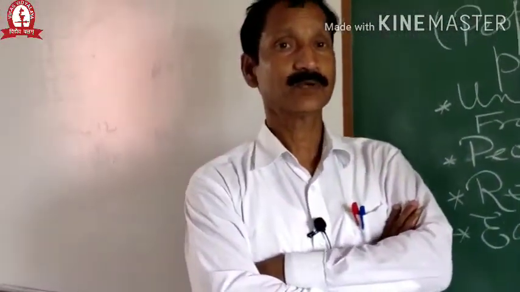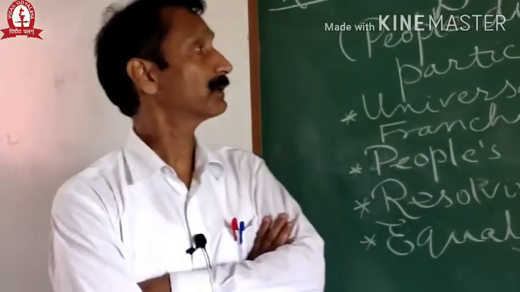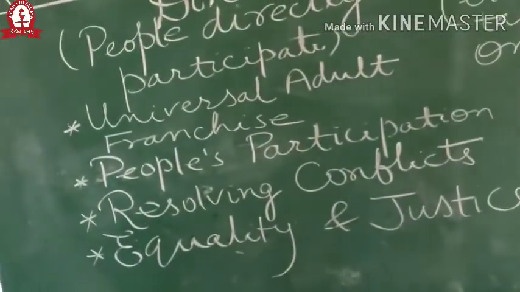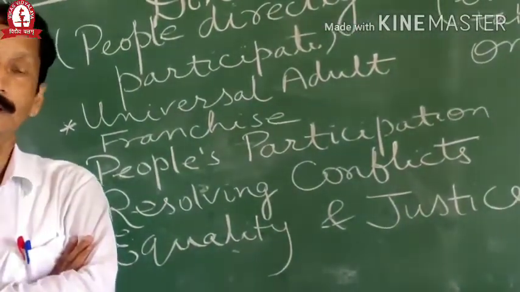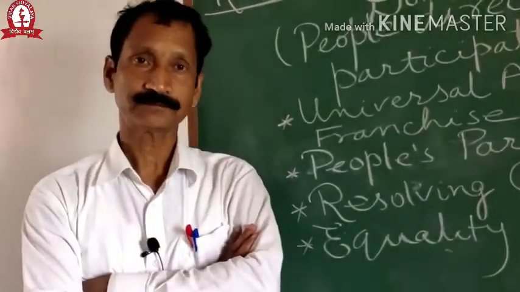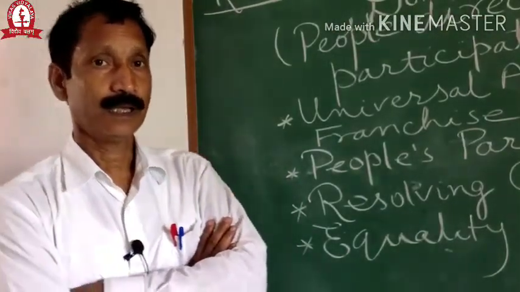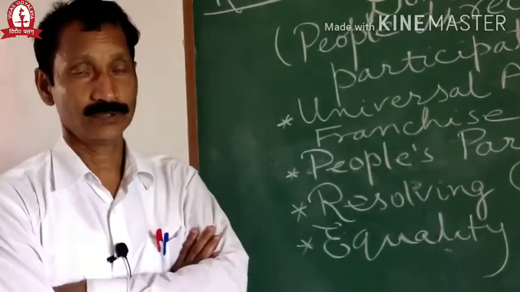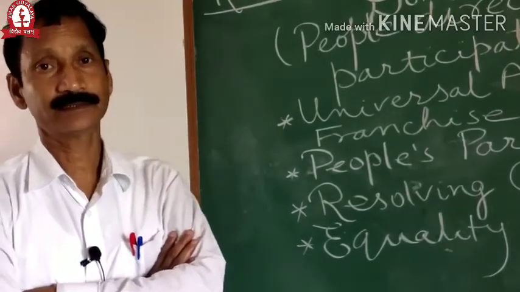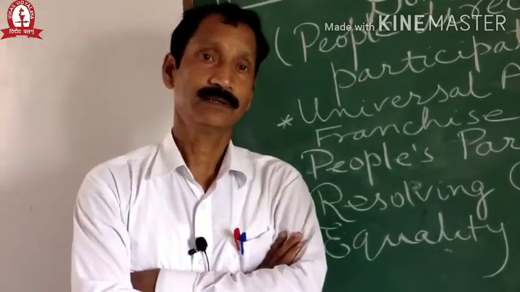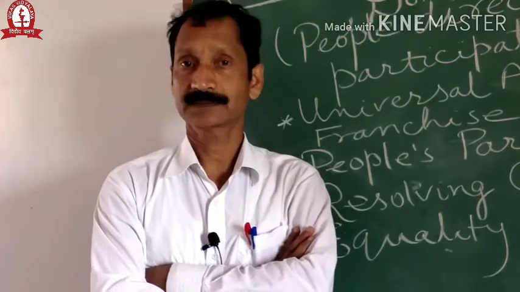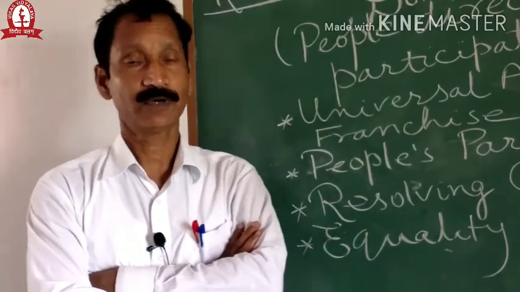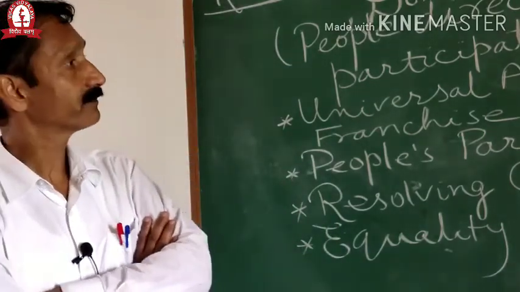What is direct democracy? In this form of government, people directly participate in the governance of the country, and it is famous in Switzerland. For about 150 years this form of government has been going on there.